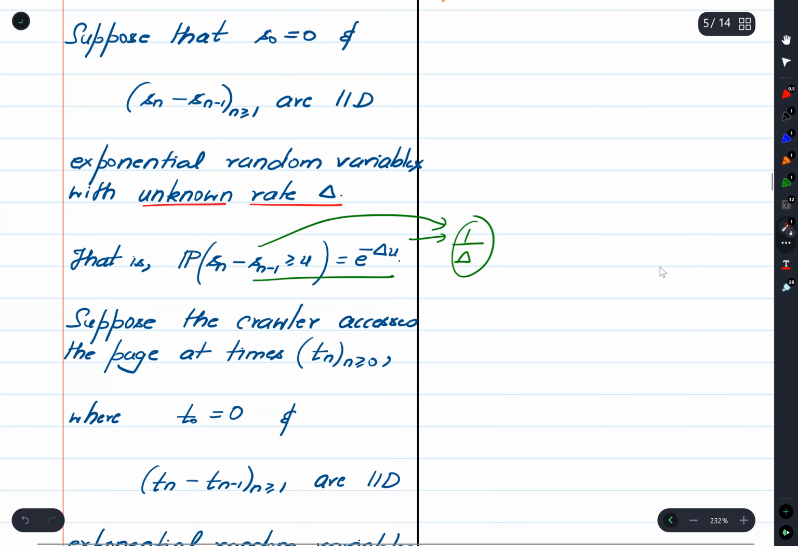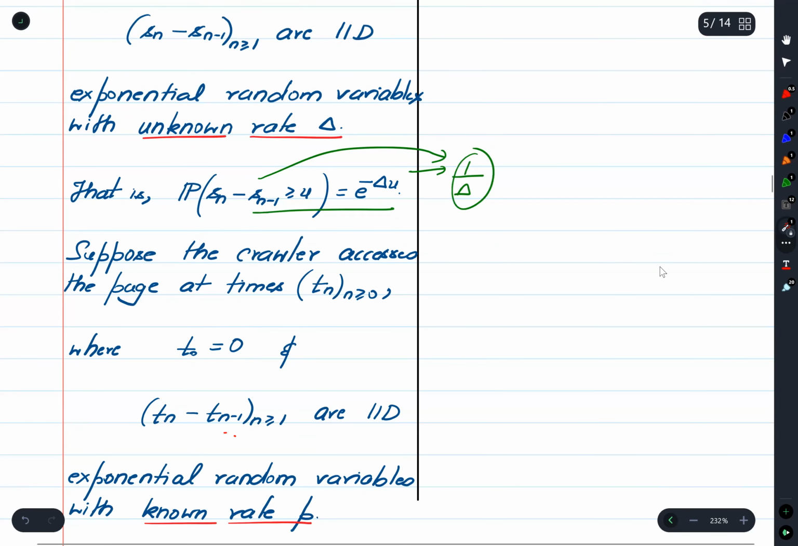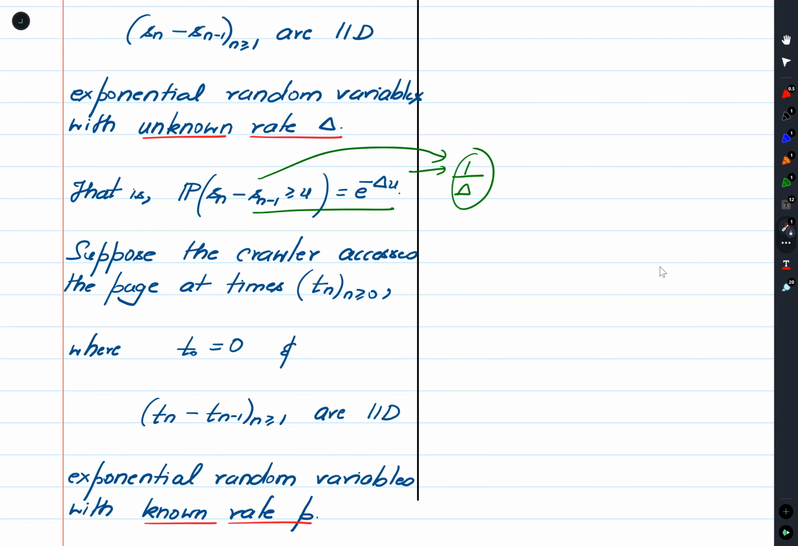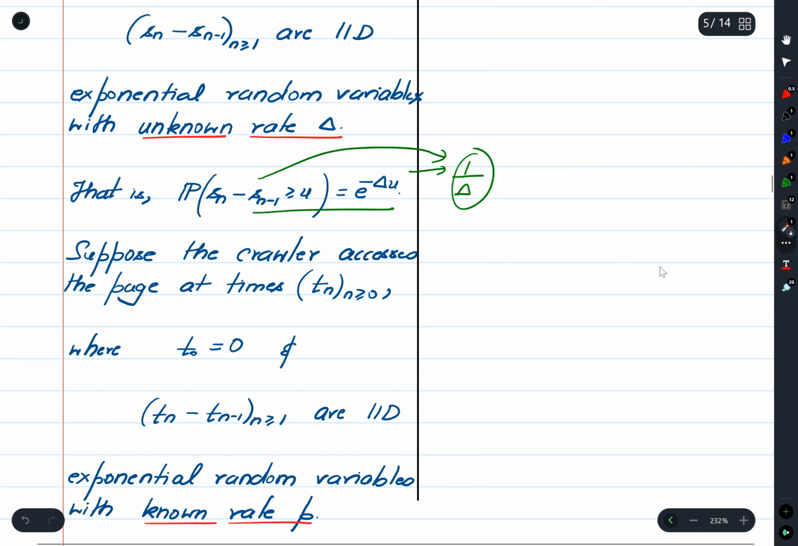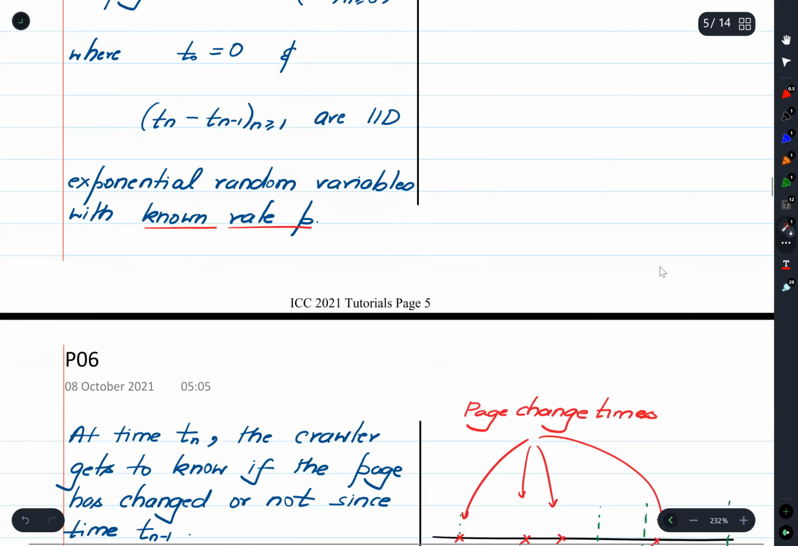And we will presume that we have a crawler, right? And this crawler accesses the page at times Tn, right? Where again T0 is 0, and the gap between these subsequent time instances, these are again IID exponential random variables. However, the difference between Tn and Sn is that we are implementing this crawler, right? So because we are implementing this crawler, we would know the rate at which it will be visiting a particular page, right? So pictorially, this is the situation.